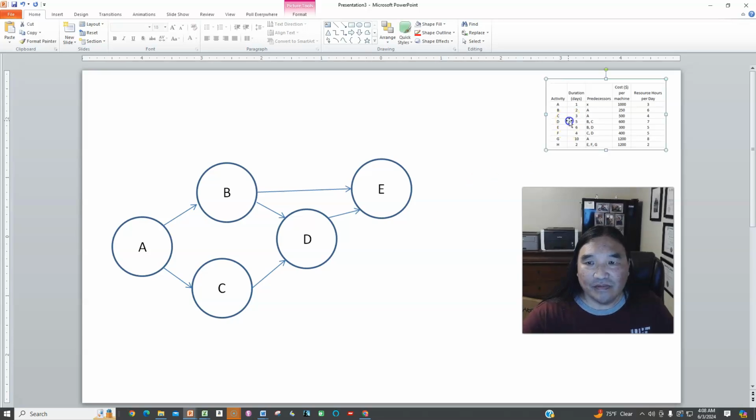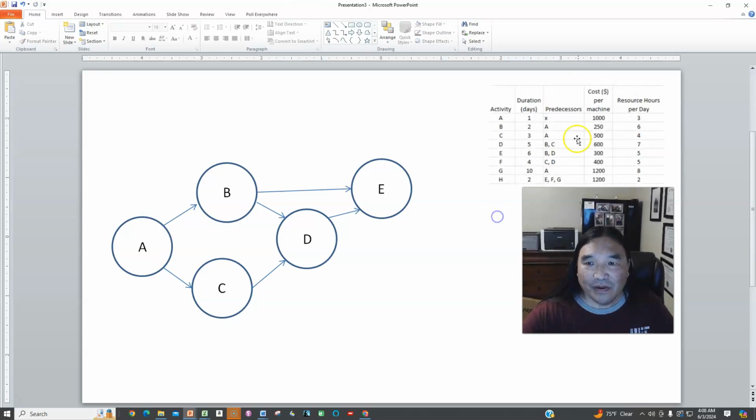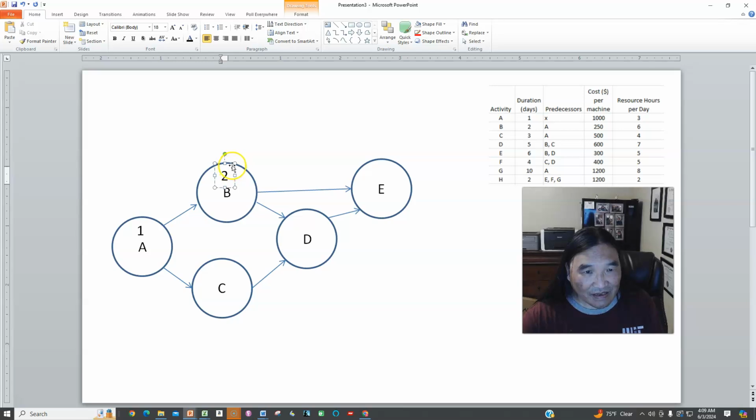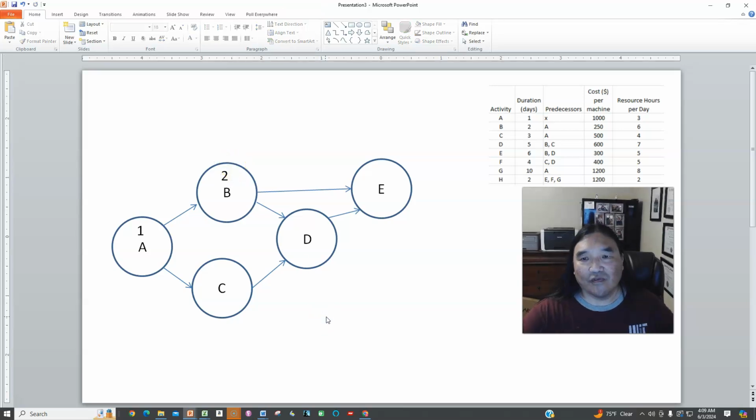Now here's the tricky part. Now that I've done this diagram, I know what the duration is in days. So for example, A is 1 day. Yes, activity on node. B is 2 days, and so on and so forth. Now, I look at every combination.